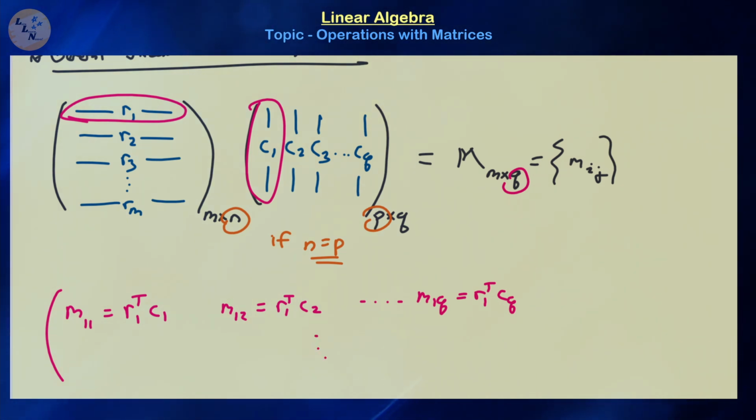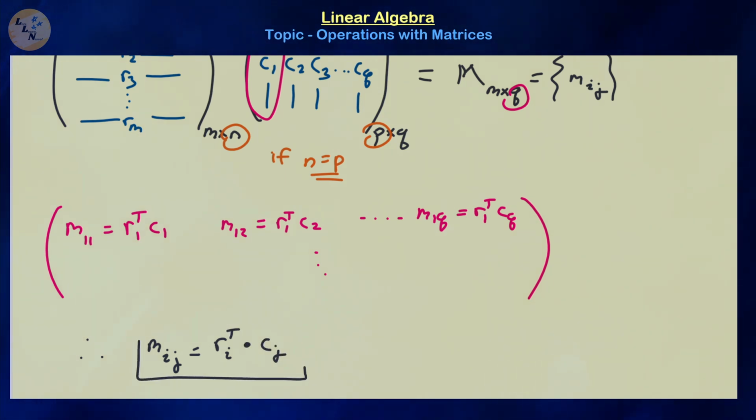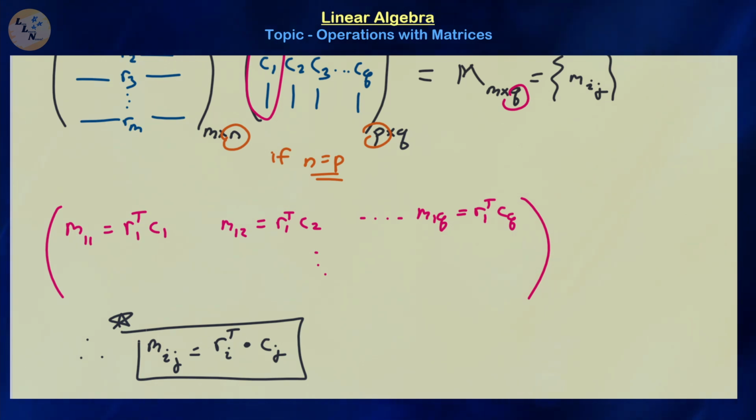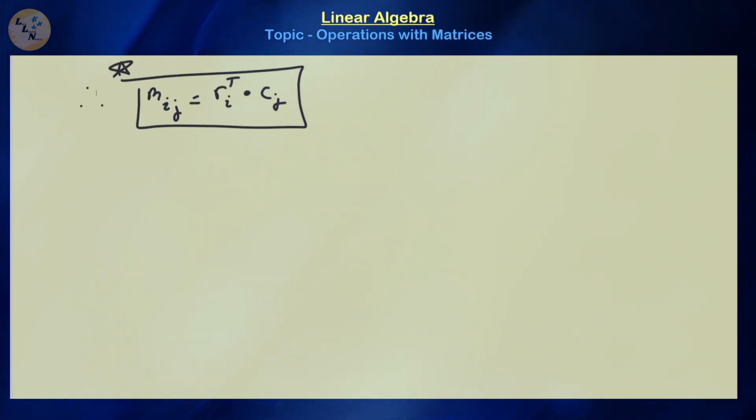And now I can continue that for all of the elements in this particular matrix. So you can clearly see a nice little pattern that Mij is equal to Ri transpose dot product with column j. So that's the general form. If you're in a theoretical linear algebra course, this is going to be very, very useful in terms of proving a lot of things with matrix products. But if you're in a general course, you probably don't need to be aware of this, but it is an interesting thing to keep in mind.